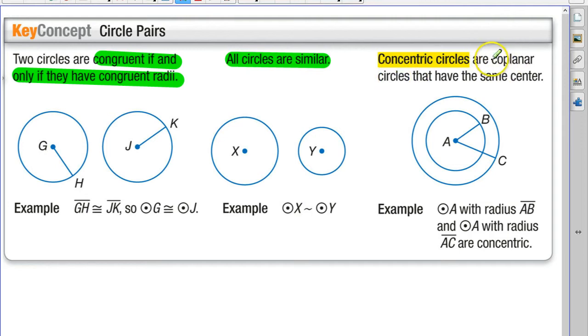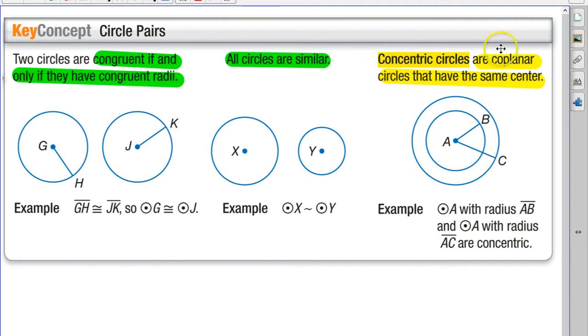They are, again, coplanar circles that have the exact same center. Where you may have seen this before is with Bohr's model of the atom, if you take physical science or did that in junior high, the concentric circle form of the atom. Bullseye is another place where you see concentric circles. So there are a couple places you've probably run into this before.